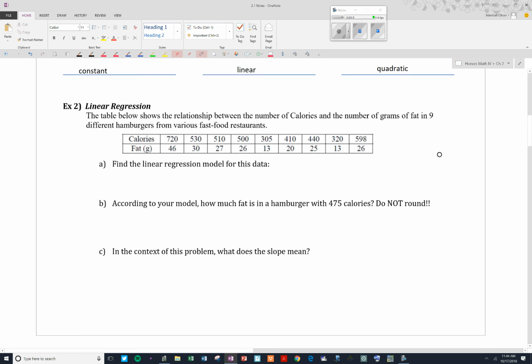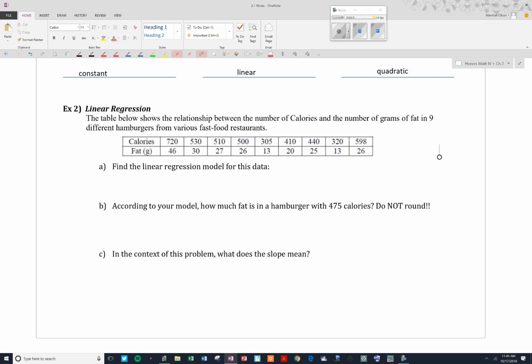All right, we've done regression this year already. I think it's a good idea to just review it as we go through the different chapters here. So we're given the relationship between calories and the grams of fat in 9 different hamburgers from various fast food restaurants. So we're going to put in calories as list 1 and grams of fat as list 2 in our graphing calculators.